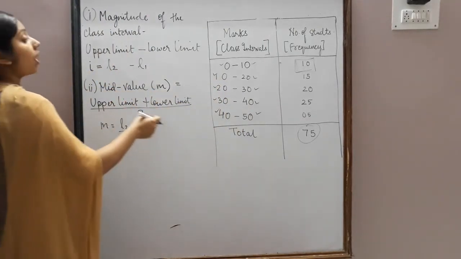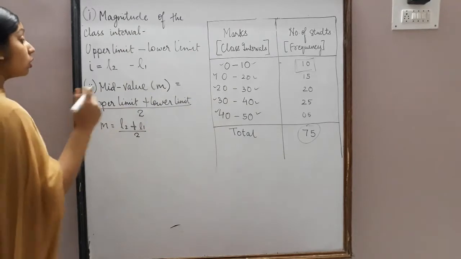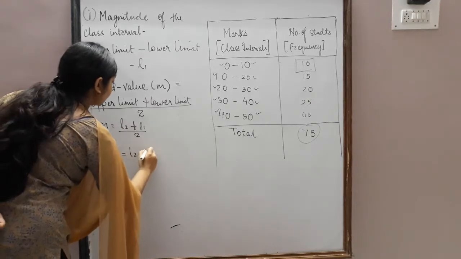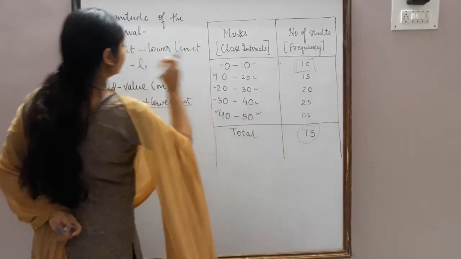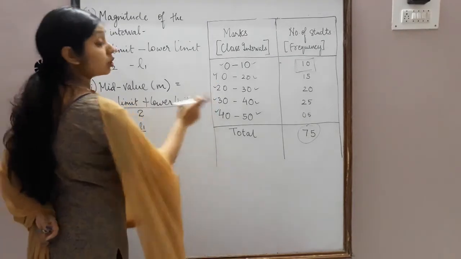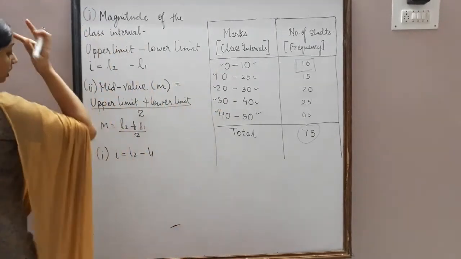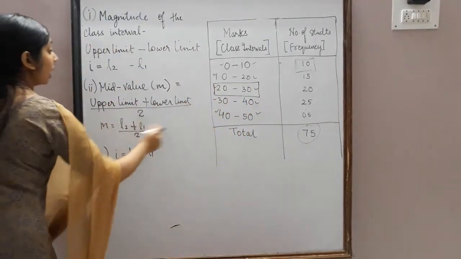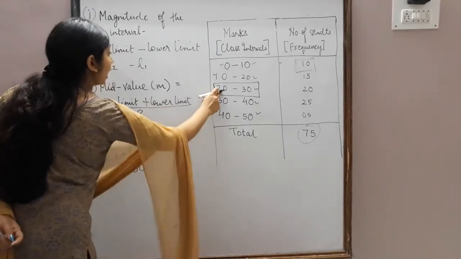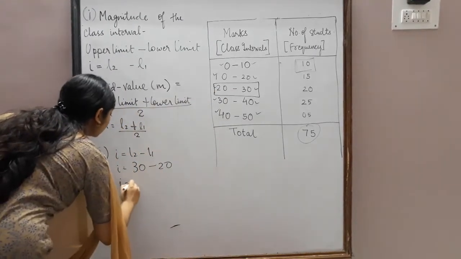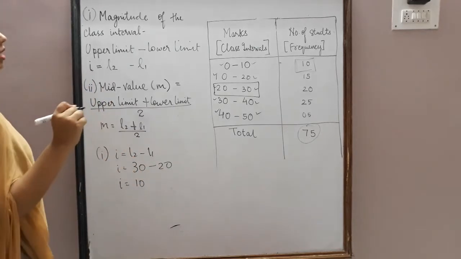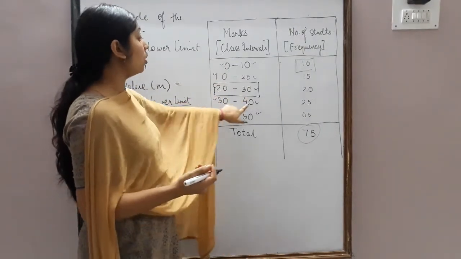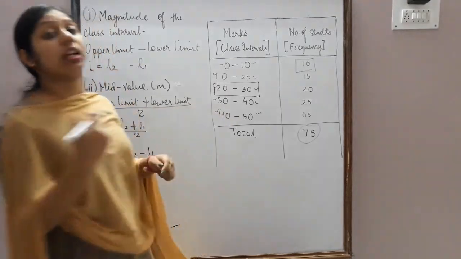Now for example, if I have to find out the magnitude of this data, what will be my solution? My solution will be I is equal to L2 minus L1. Now you can pick any of the class intervals from here. It should be the same. 0 to 10, 10 to 20. Now suppose I am taking the third class interval. L2 is 30 minus L1 is 20. So my magnitude is 30 minus 20, it is 10. 10 minus 0, 10. 20 minus 10, 10. 30 minus 20, again 10. 40 minus 30, again 10. 50 minus 40, again 10.